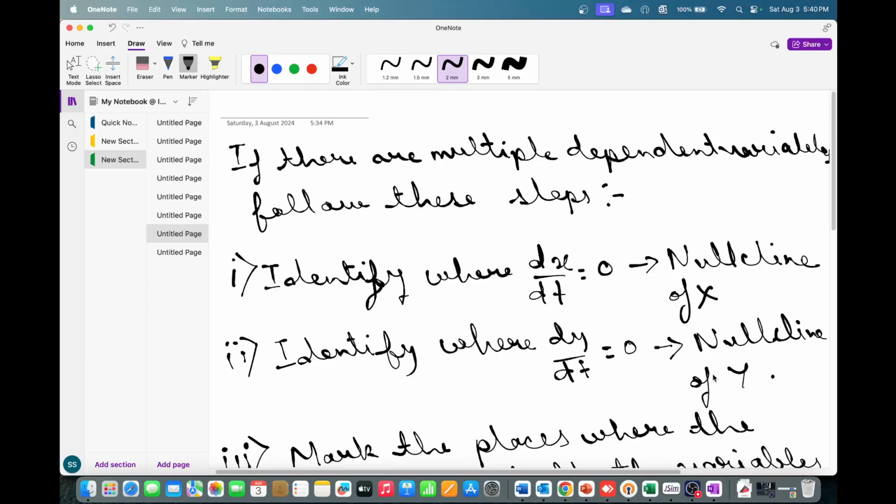Stability, whether it is stable or not, you will identify by checking the points in and around the steady state and checking the signs of the slope. If it is converging, then it's a stable steady state. If it is moving away from that steady state, it's an unstable steady state.